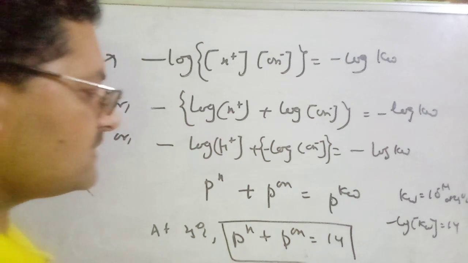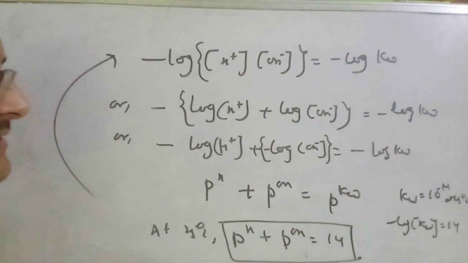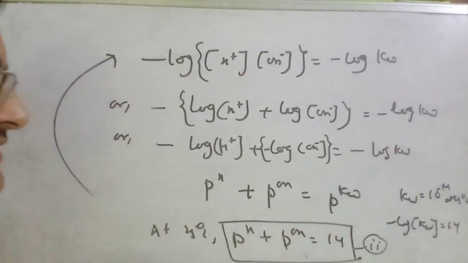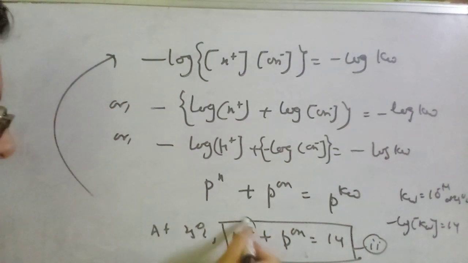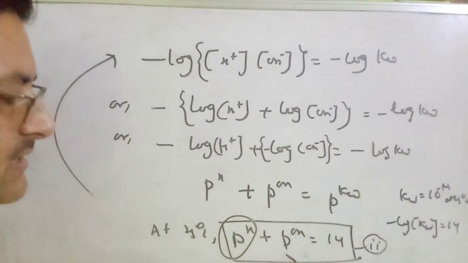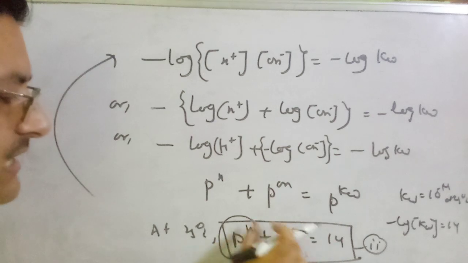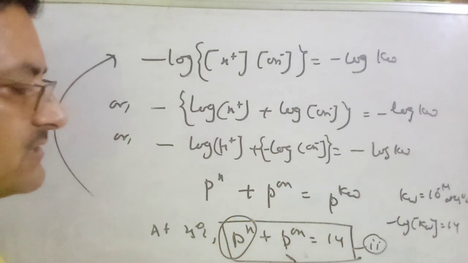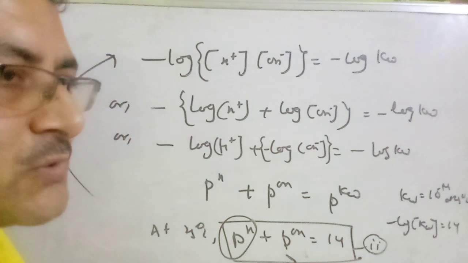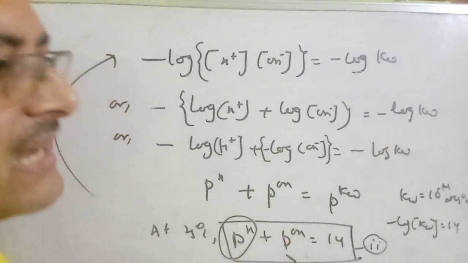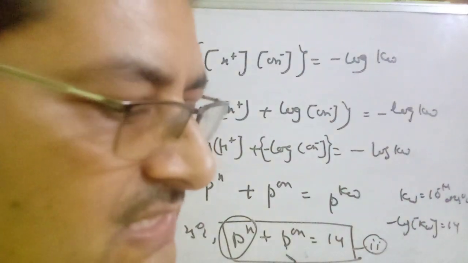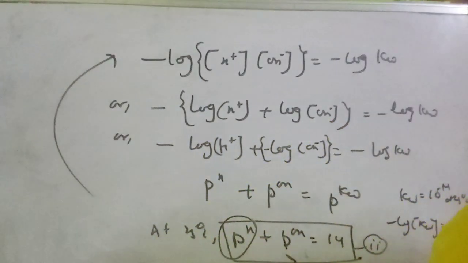but this value may change as you change the temperature. So this is equation number 2, and this is the final expression of the relationship between pH and pOH. If you get the pH value, you can easily calculate pOH by subtracting from 14. If you know pOH, then you can easily get pH by subtracting from 14. This is a very important relationship for solving numerical problems. Once you get the pH value, you can easily get pOH, and if you get pOH, then you can easily get pH by using this expression. So this is the relationship between pH and pOH.